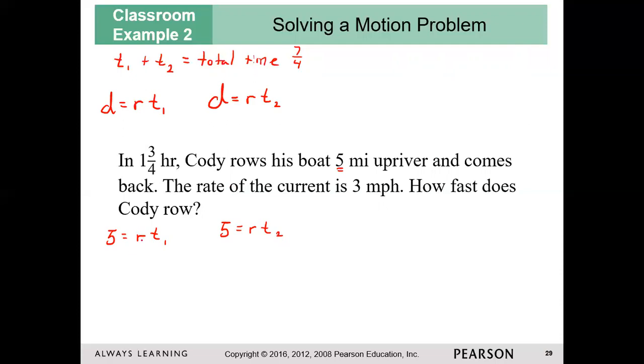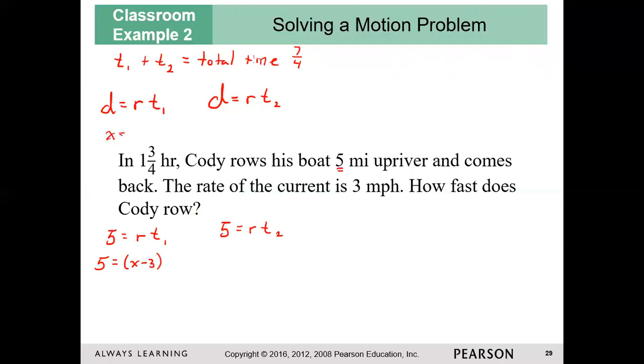And the cool thing about this rate R is that it is directly related to how fast this person, Cody, is rowing and how fast the current is flowing. So up the river, the current is slowing Cody down by 3 miles per hour, where down the river, it's speeding him up. So it's making him row faster. So we're going to be able to say that the rate is going to be x minus 3, x being Cody's speed.